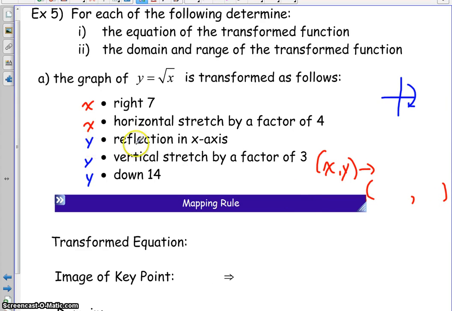So I go right 7 first, so I go x plus 7, then a horizontal stretch by a factor of 4, so the multiplication by 4 happens afterwards. As for y, I have a reflection in the x-axis, so I get negative y, vertical stretch by a factor of 3, which multiplies that by 3, and then I go down 14. So in the end, this should be my mapping rule.